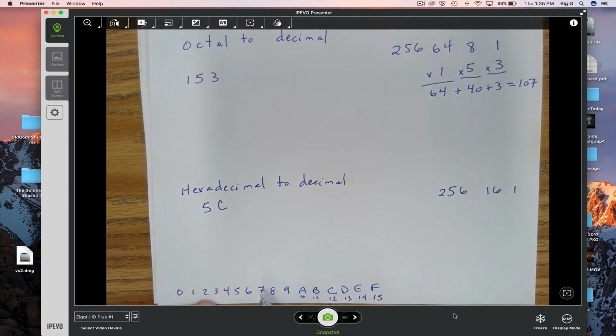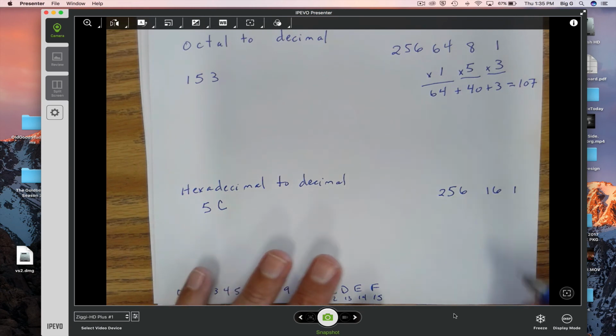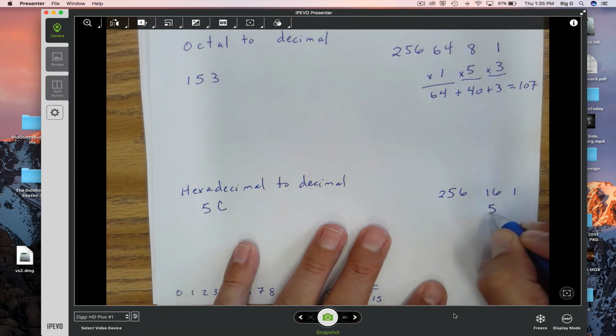If you remember, in hexadecimal, we only have 10 digits, 0 through 9. So I have to start using letters to represent numbers. So 10 is A, 11 is B, 12 is C, 13 is D, 14 is E, and 15 is F. So if I want to do 5C over here, I go 5, C.